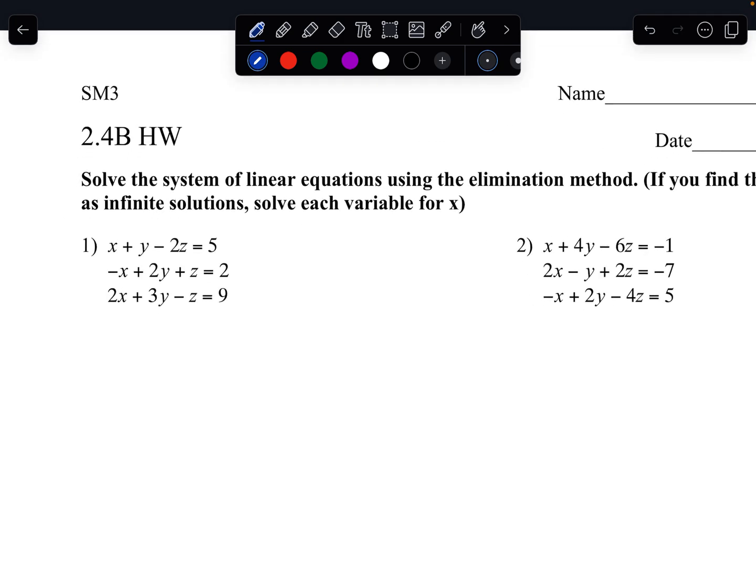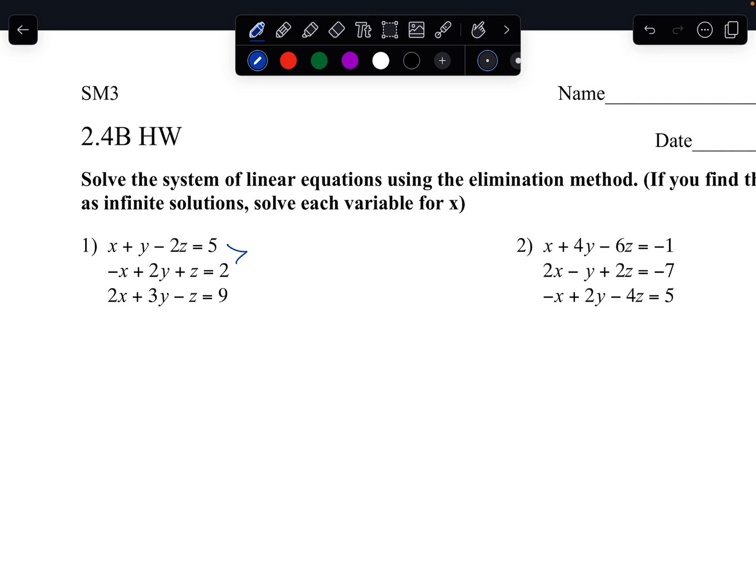Jumping into this one right here, I'm going to get rid of the x variable. I think you could choose to get rid of any variable for this one, honestly, but I do know that the x's can cancel here if I add them together. You can also see that if you decide to get rid of z's, those will also cancel pretty nicely. So either way would work, but I'm going to start by adding these together.